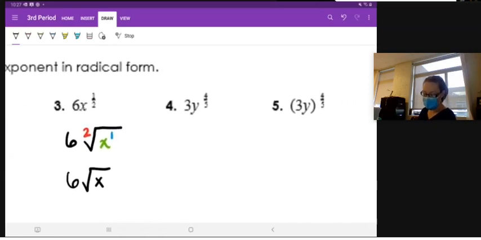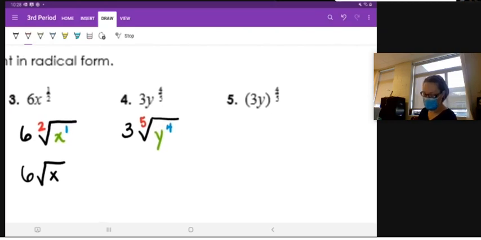For number 4, we have a very similar problem, very similar to number 3. First, you need to make sure you know exactly what your base is. And in this case, it's just the y. The exponent is just touching the y. So we'll rewrite the 3 out front, sure. But inside the radical, we're only going to have our base y, its exponent 4, and then on the outside, our index of 5.